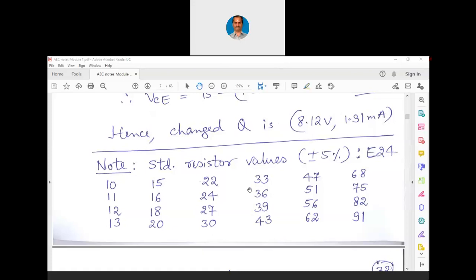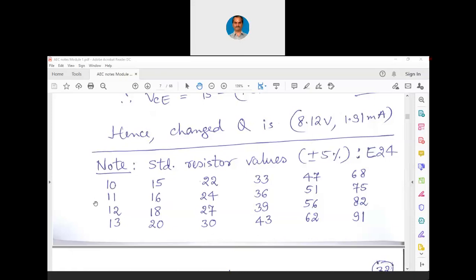So in yesterday's class, I was discussing standard resistor values and I was telling about this E24 series. From 10 till 91, we have these numbers, which means 10 ohms is available, 1K is available, 100 ohms is available, 10K is available, 100K is available, like that it goes on. 1 mega ohm is available, 10 mega ohms is available, like that this goes on. After that we have 11, after that we have 12.